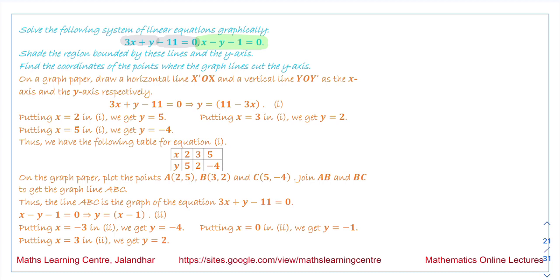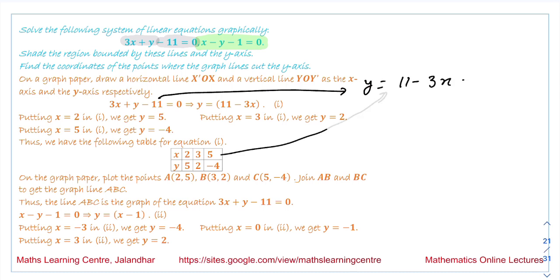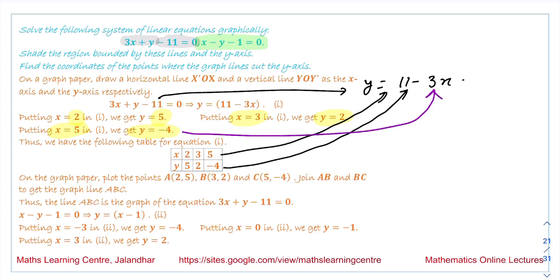So again, the same procedure is there. We are talking about this equation given to us. We have calculated y is equal to 11 minus 3x. For different values of x, we have calculated different values of y. For x is equal to 2, y is equal to 5. For x is equal to 3, y is equal to 2. For x equal to 5, y is equal to minus 4. We are substituting these values of x in this equation to find the values of y.